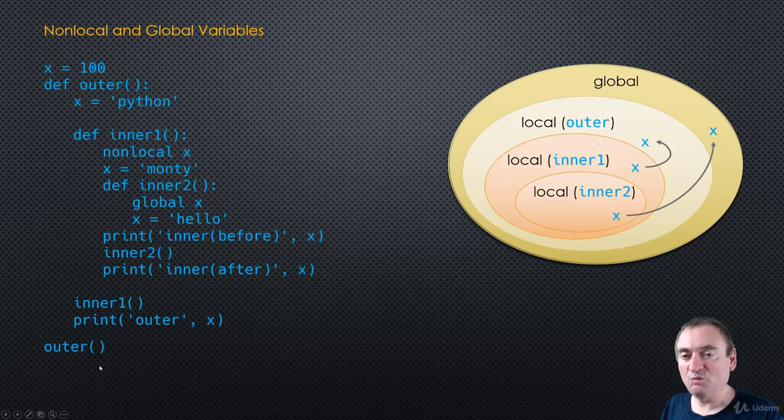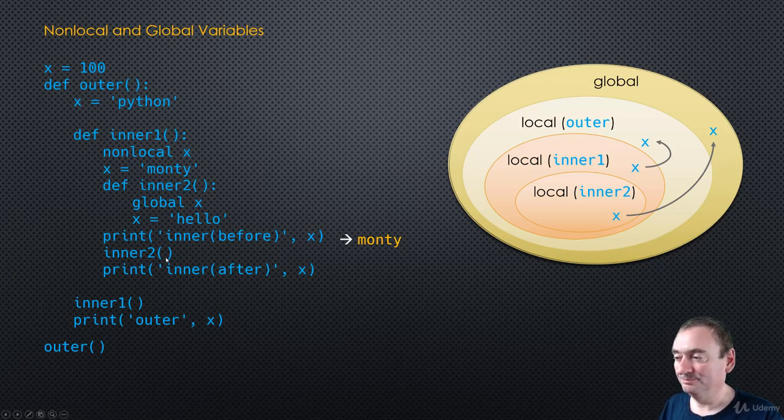So let's see what happens when we call outer. So now let's execute all that stuff. Well, the first thing it's going to do, it's going to set x equal to Python, and then it's going to define this function, and now it calls the function inner1. Well, the function inner1 changes the value of x in outer to Monty, because it's non-local, and then it defines this function, but doesn't call it yet. And now we print x. Well, what is x right now? Well, we just set it to Monty, right? So that's what it is.